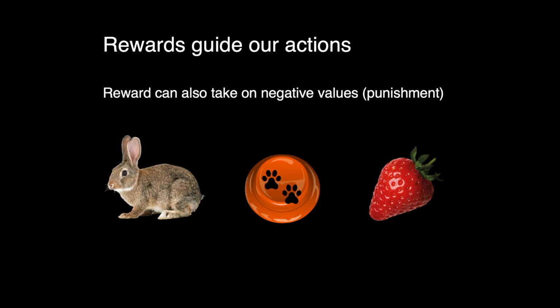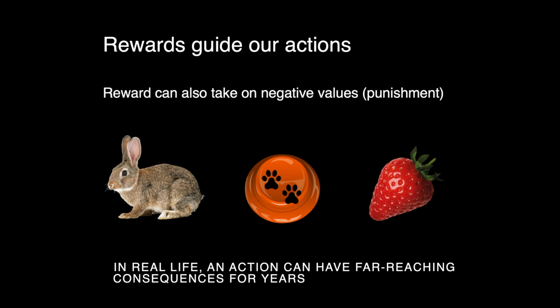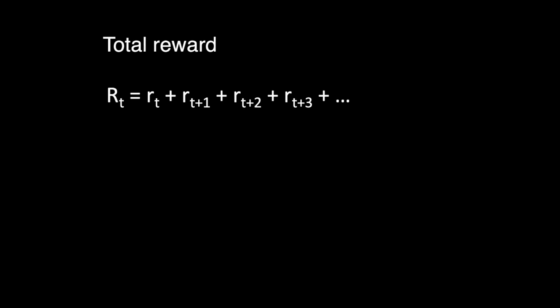In a bunny example, the total reward is just the strawberry, and that's the end of the story. But in real life, an action can have far-reaching consequences for years to come. For example, the decision to drive home while being drunk may lead to an accident that impacts the rest of someone's life. And you can think of the total reward as the sum of all the rewards you're going to receive in the future as the consequence of taking a specific action.